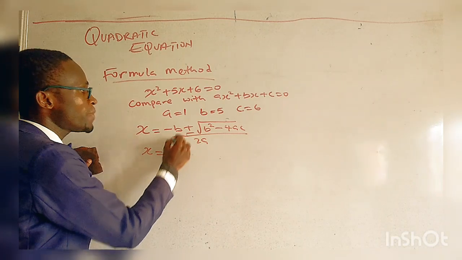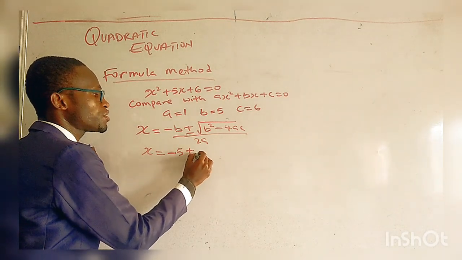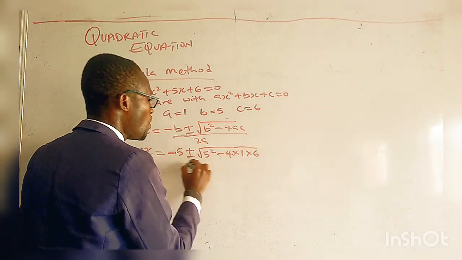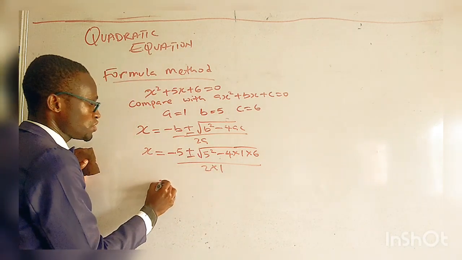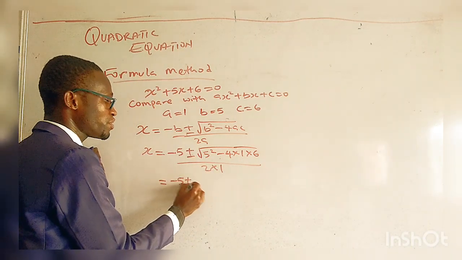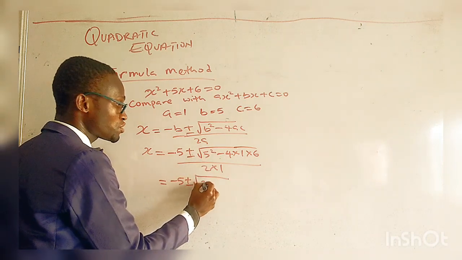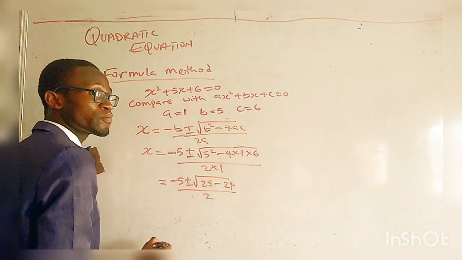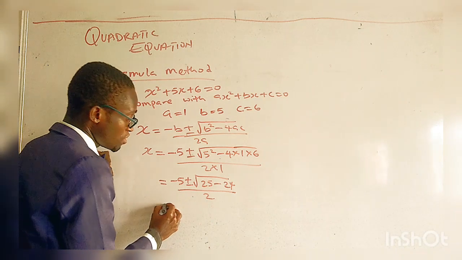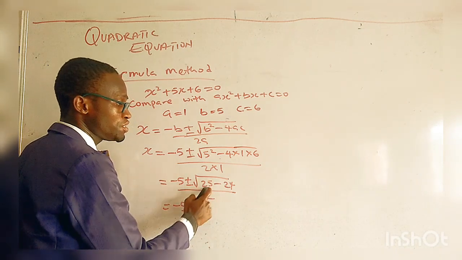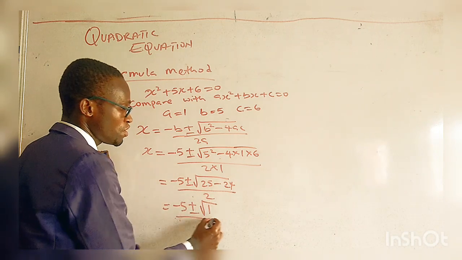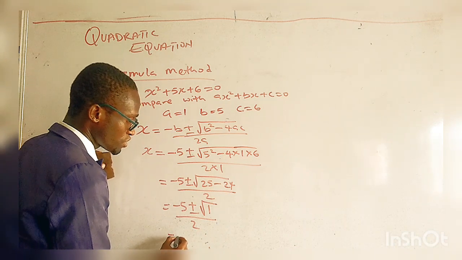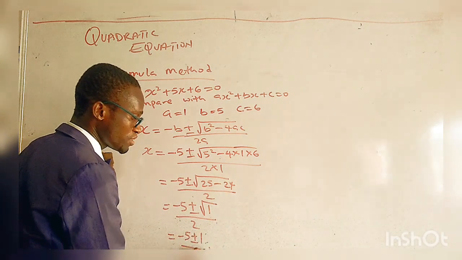Applying this, we have that x is minus b, which is 5, plus or minus the square root of 5 squared minus 4 times 1 times 6, all over 2 times 1. This gives us minus 5 plus or minus the square root of 5 squared, which is 25, minus this times this, which is 24, all over 2. Now this gives us minus 5 plus or minus the square root of 1 all over 2. The square root of 1 is 1, so this gives us minus 5 plus or minus 1 all over 2.